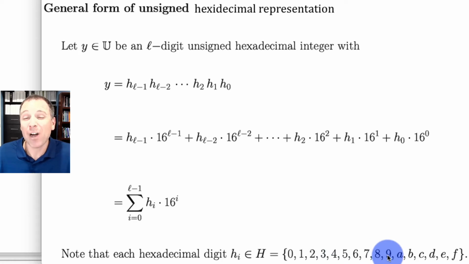Now we don't have a single symbol for 10, so we're just going to borrow the letter A. So the letter A represents the decimal number 10. The letter B represents the decimal number 11. The letter C represents 12, D 13, E 14, and F 15. In other words, in our hexadecimal representation, each hexadecimal digit can be one of 16 different values starting at 0 going all the way up to F.